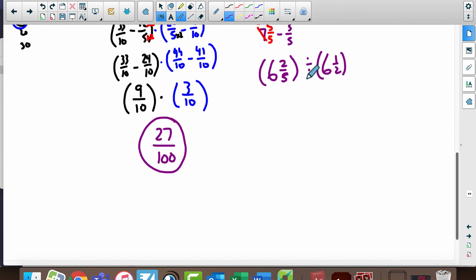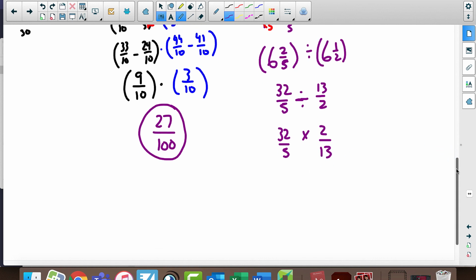So how do you divide? Well, first of all, you have to change it to improper. So 6 times 5 is 30, plus 2 is 32/5, divided by 6 times 2 is 12, plus 1 is 13/2. Division. Do we need common denominators? No, don't do it. Do we want to even divide? No, we don't want to do that either. We want to multiply. How do we do that? Keep the first one the same and flip the second one.